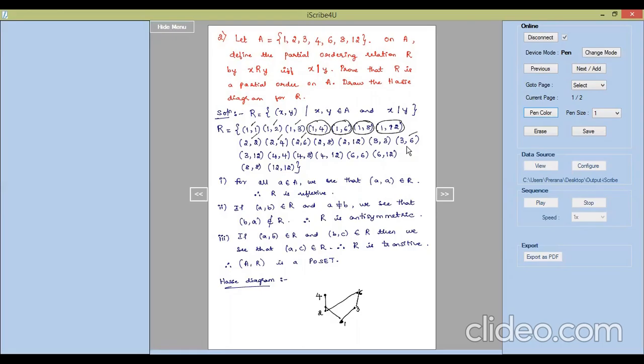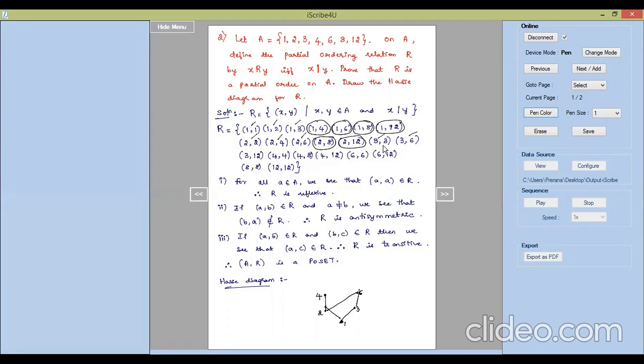Next we have 2 comma 8. 2 comma 8 I need not draw explicitly because 2 to 4, 4 to 8 gives us 2 to 8. So I will not draw this explicitly. Next we have 2 comma 12. 2 comma 12 again I need not draw it explicitly because 2 to 4, 4 to 12 gives us 2 comma 12. Next is 3 comma 3, a loop is obvious.